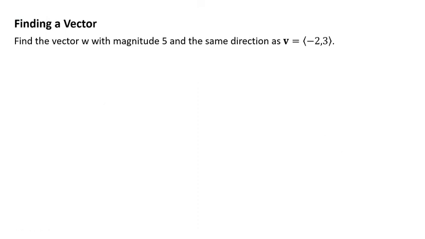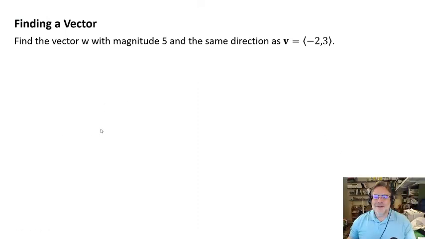Okay, so here's another kind of problem where we are doing something similar to before, but with an extra step here. Find the vector w with magnitude 5 and the same direction as this. Okay, so this vector here has a certain direction. It's got some magnitude here. It's probably not a magnitude of 1, so we're not sure what that magnitude is, but we want to make it so that it has a magnitude 5.